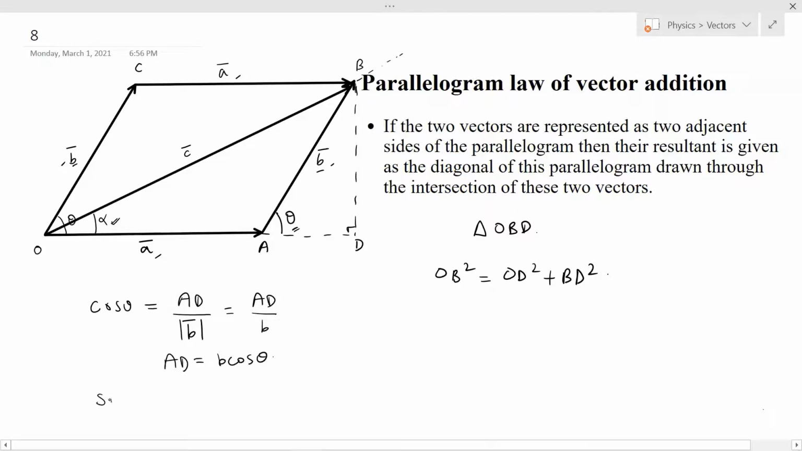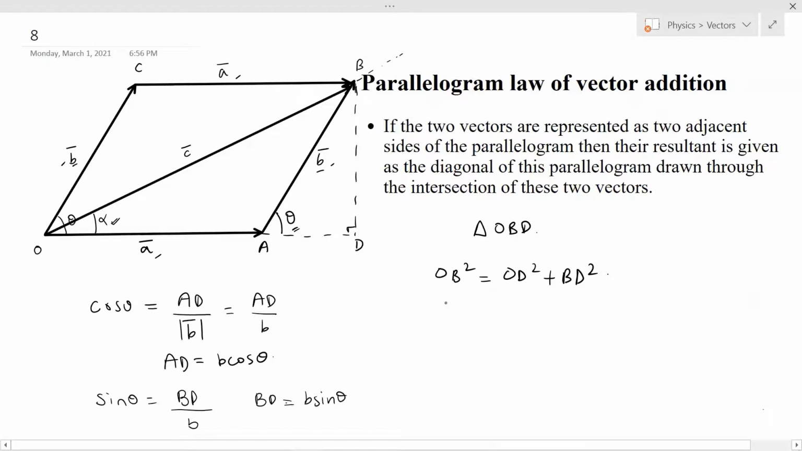Now let's calculate what is sin theta. Sin theta is equal to opposite side, that is BD, upon hypotenuse, which is nothing but again B. So this becomes BD is equal to B sin theta.